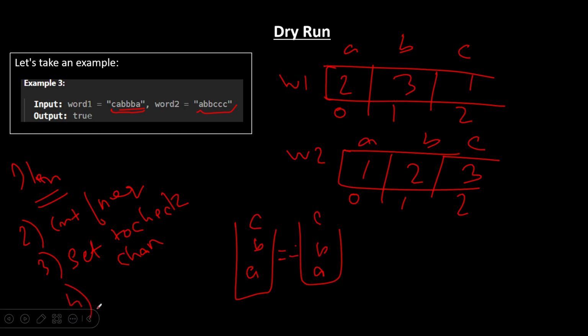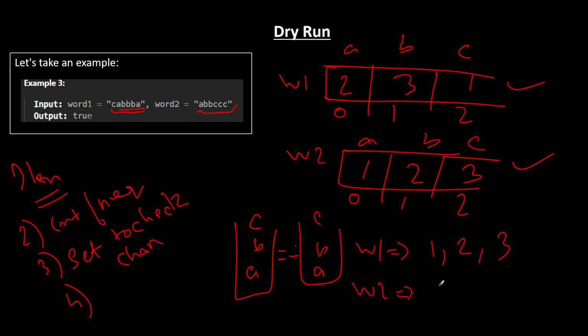Now fourth check was sorting the frequency array. If you can see, if we sort the word one frequency array, we get 1, 2, 3, and for the word two array, we also get 1, 2, 3. So this is also passed. So we return true. The end. That's why the output is true here.